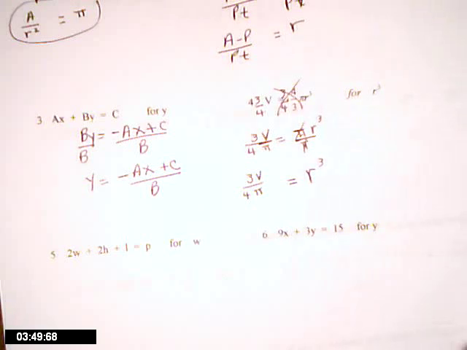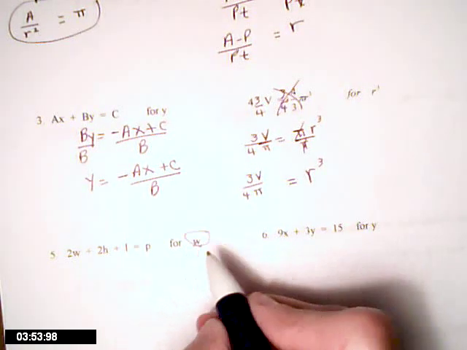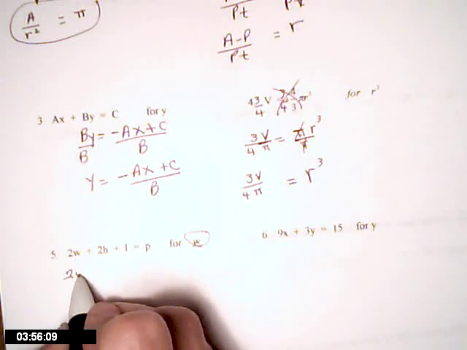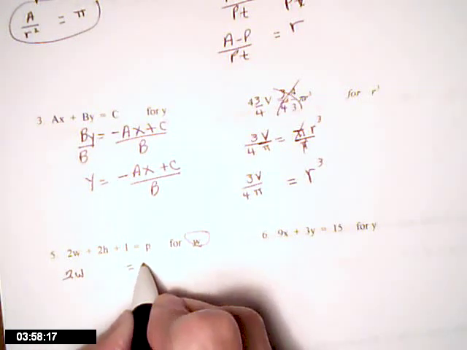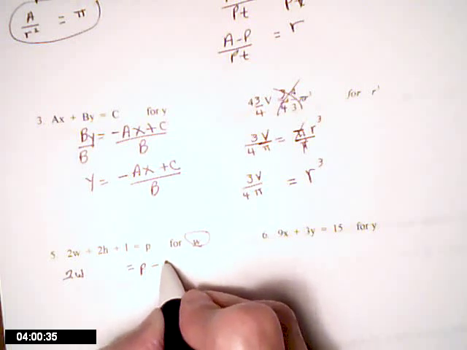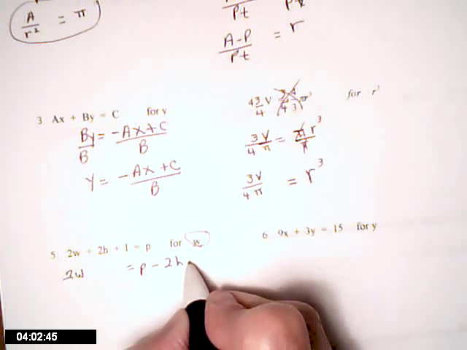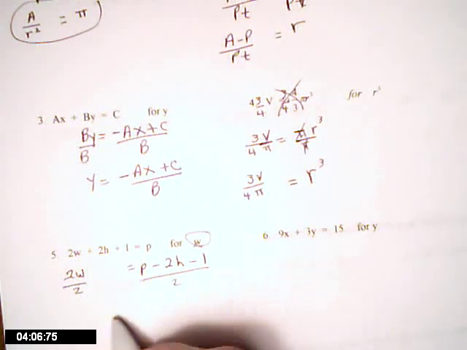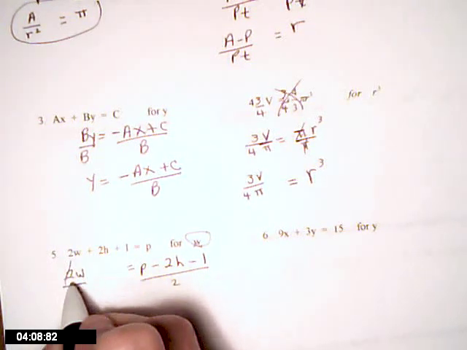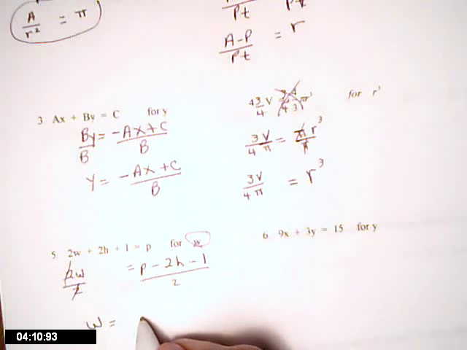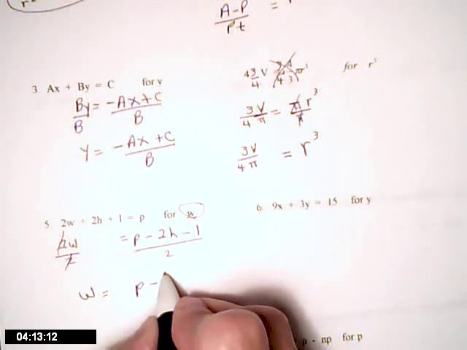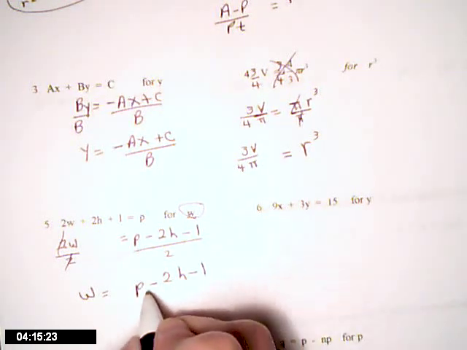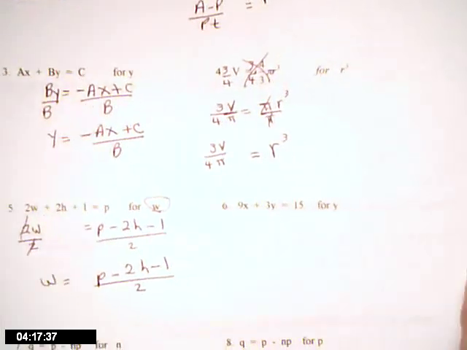Problem number 5, 2W plus 2H plus L equals P, and we want to solve for W. We have one term with a W, so we're going to move everything else to the other side, minus 2H minus L. Then we need to divide by 2, so we'll have W equals, the 2's divide out, P minus 2H minus L, all divided by 2.